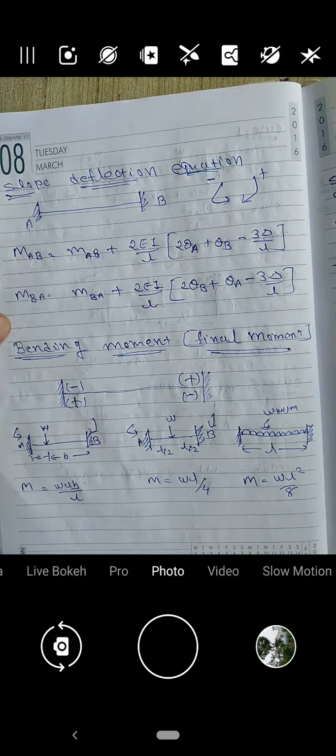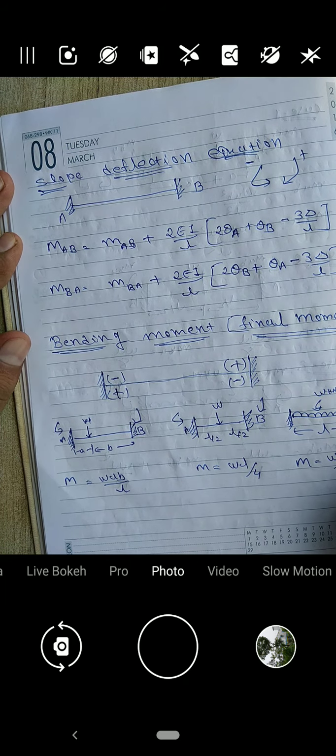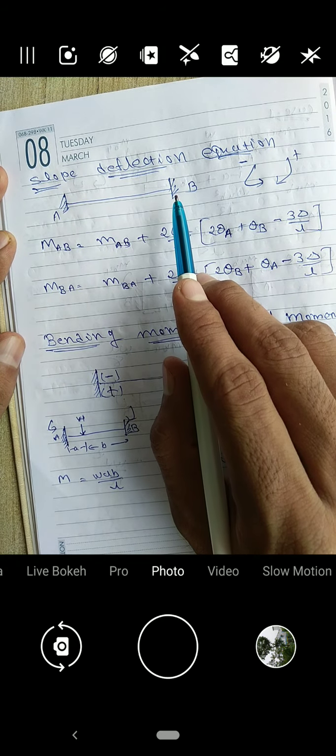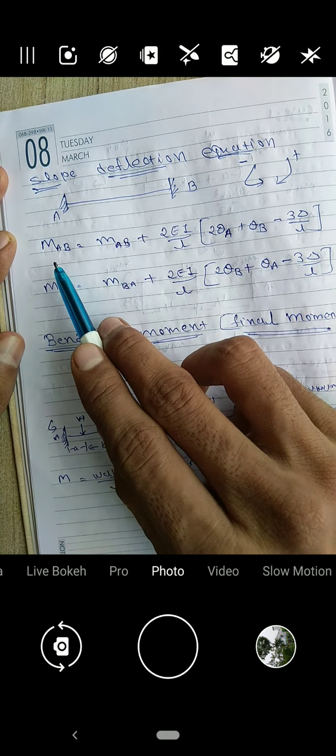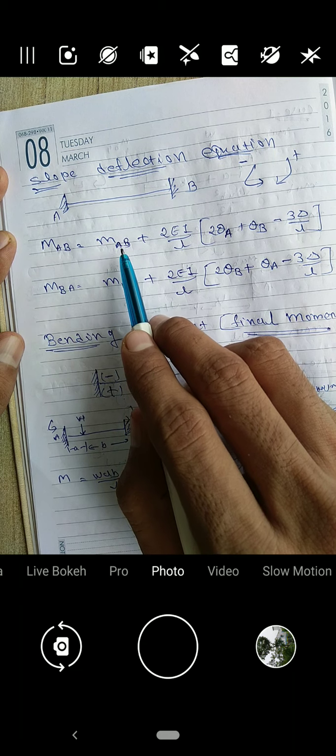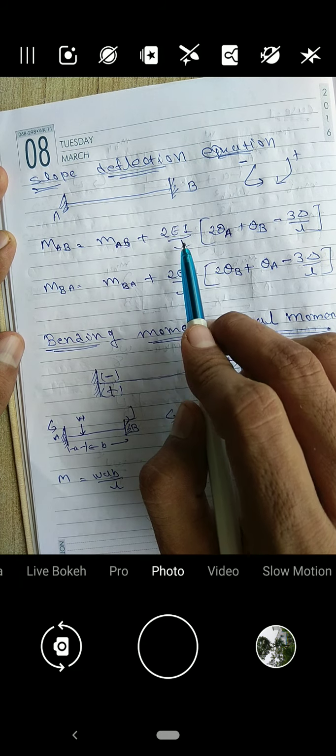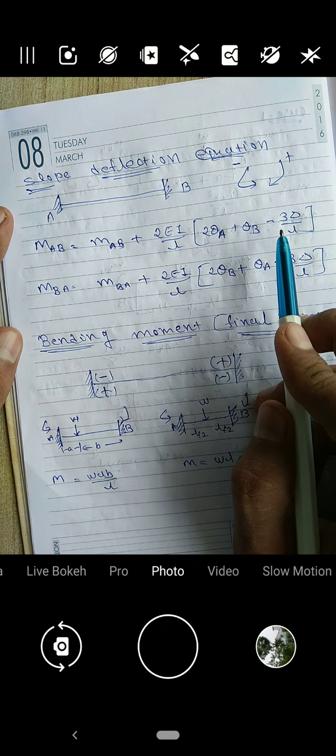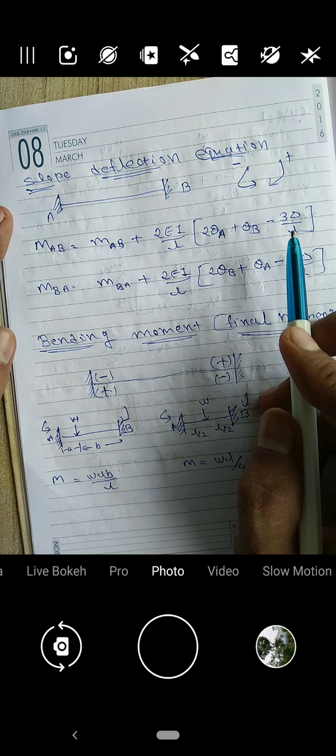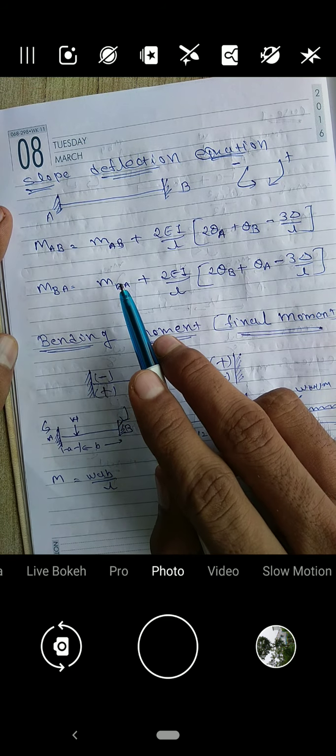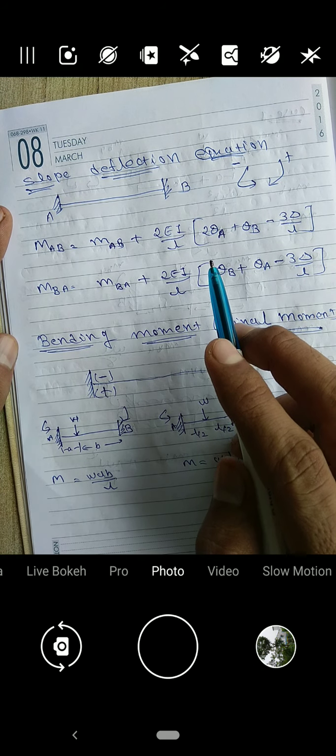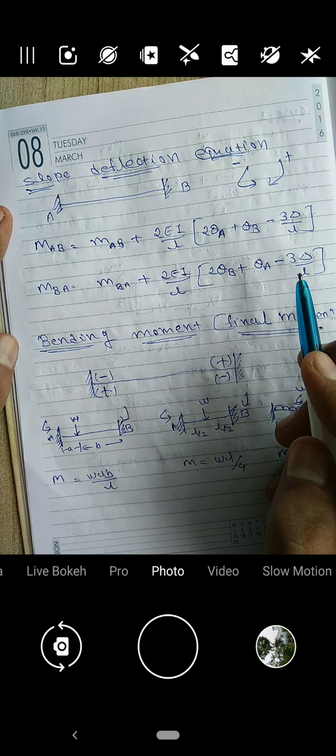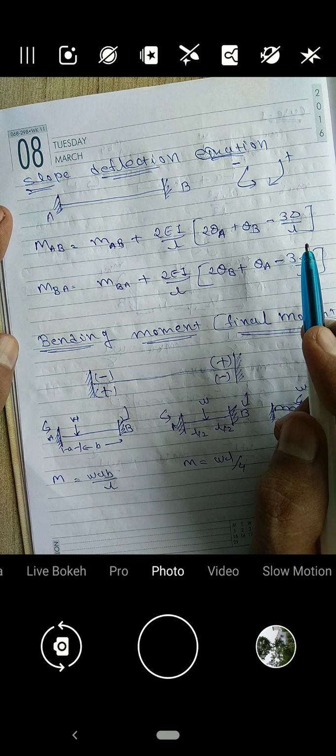I will show you the slope deflection equation. You can see here a fixed beam AB, and the slope deflection equation MAB is equal to the fixed end moment M_AB plus 2EI by L, in the bracket 2 theta A plus theta B minus 3 delta by L. Similarly, MBA is equal to the fixed end moment M_BA plus 2EI by L, in the bracket 2 theta B plus theta A minus 3 delta by L.